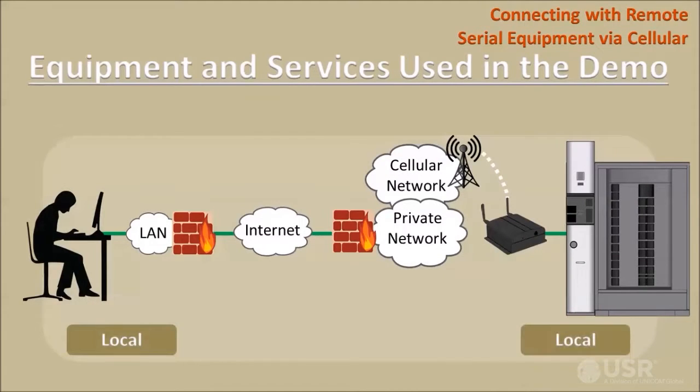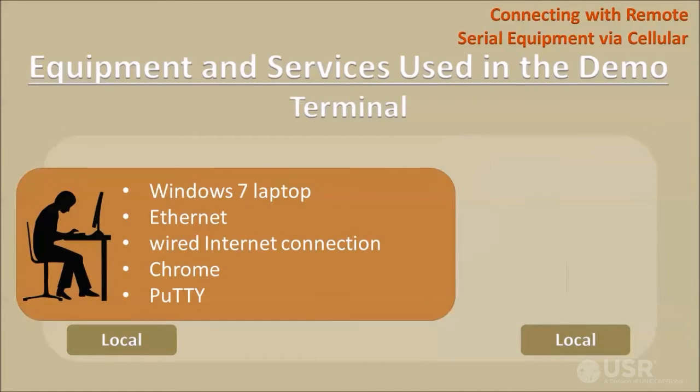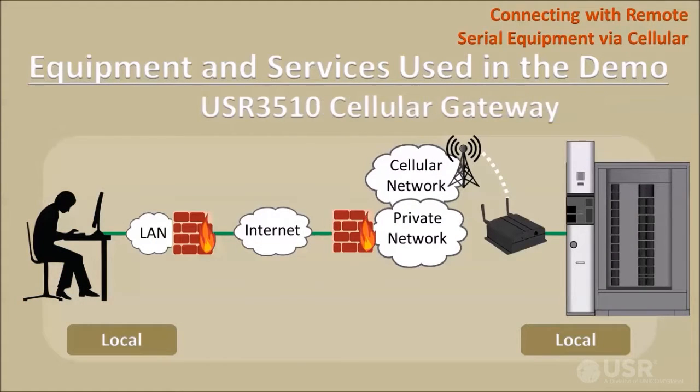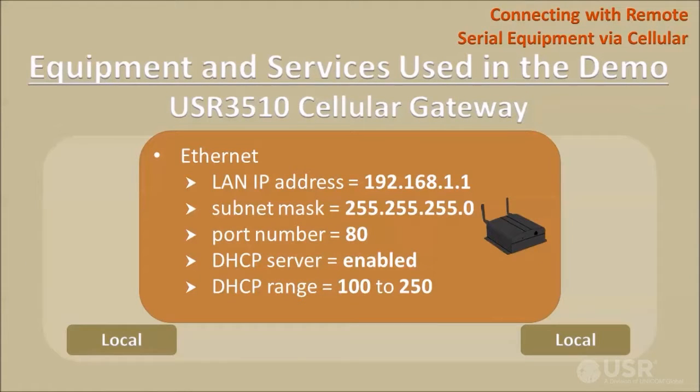For a prototype system, the terminal, the gateway, and the target equipment should all be accessible at the test location. In this example, the terminal is a Windows 7 laptop computer. This computer has one Ethernet port that will be used for a connection to the Internet and for configuring the gateway. The web browser on this laptop is Chrome, and the terminal emulation software is PuTTY. The USR 3510 cellular gateway will start with these factory default settings. I'll write down the IP address for later use.